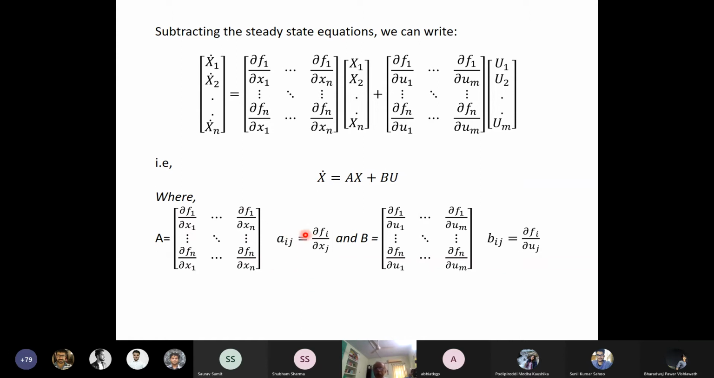So each element of A, small aij, will be del fi by del xj. And B is the derivative of the functions with respect to u, the input variables or the control variables. Each element of the B matrix, small bij, will be del fi by del uj. Okay, so these are basically the state equations I have developed.